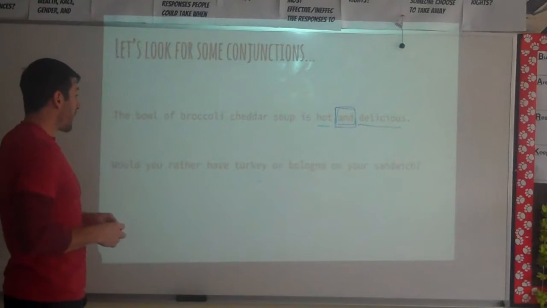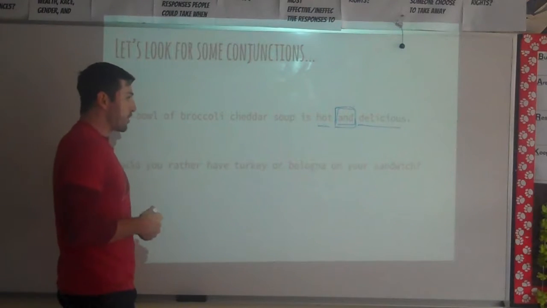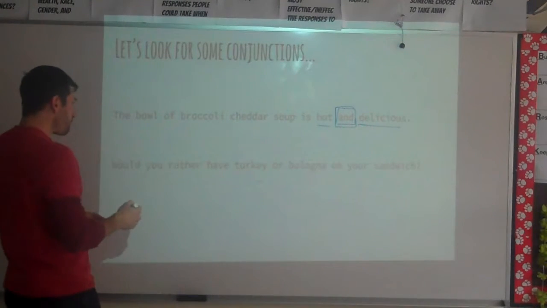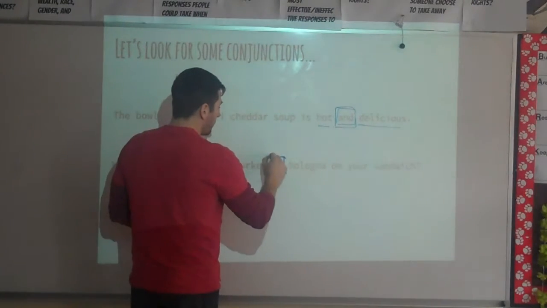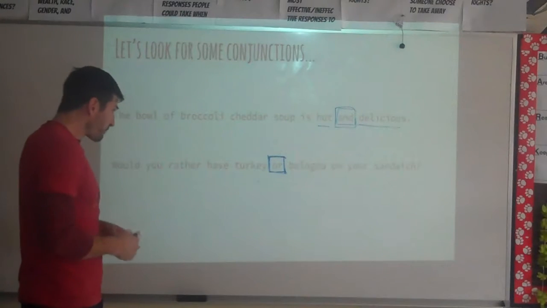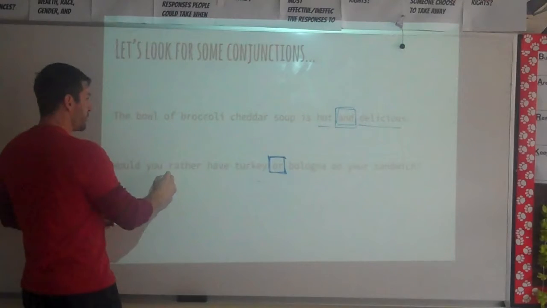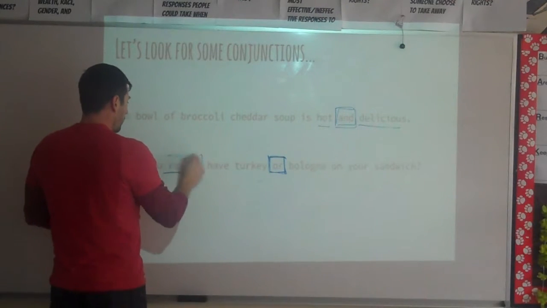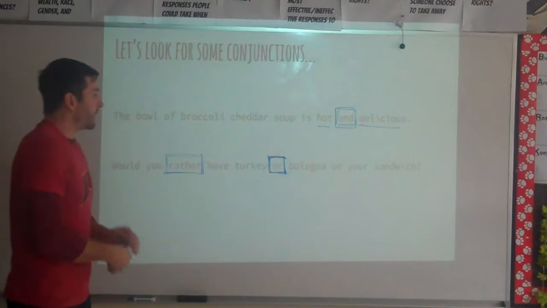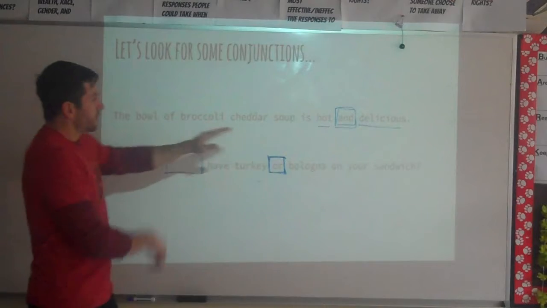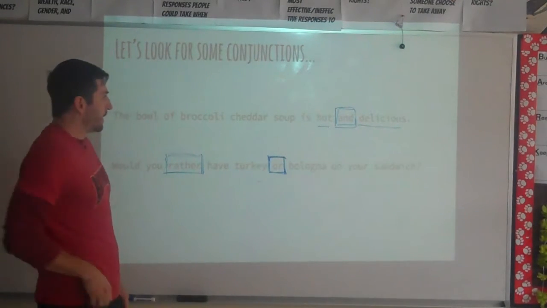We use and because both of these things are describing soup. Come down to this next one. Would you rather have turkey or bologna? What a weird way to spell bologna, right? So, I come through and I automatically see that or one, right? I remember that from Fanboys. But here's one of those pairs, right? That correlative. So it comes in pairs. So would you rather or, right? Rather or, two pairs. Have turkey or bologna on your sandwich. So one by itself, two acting as one connector in a sentence.